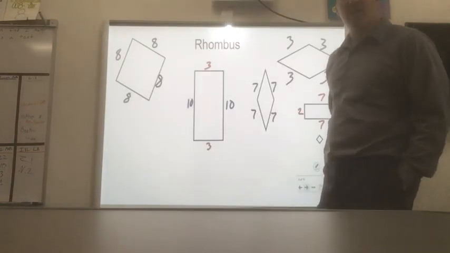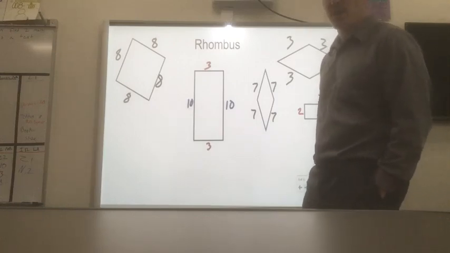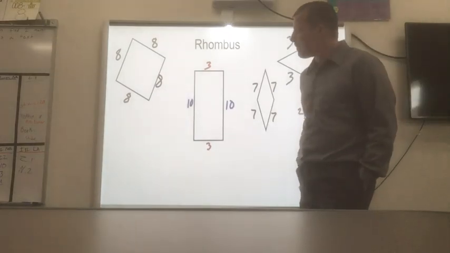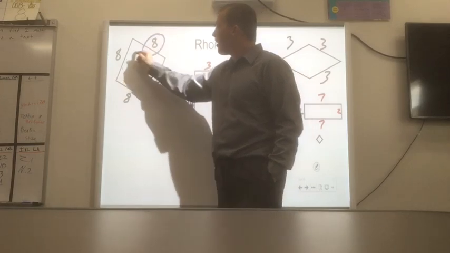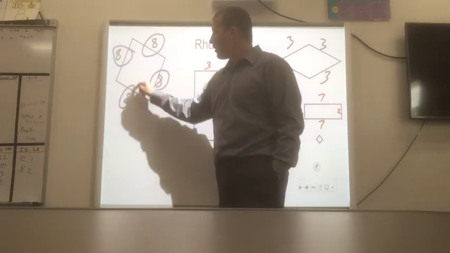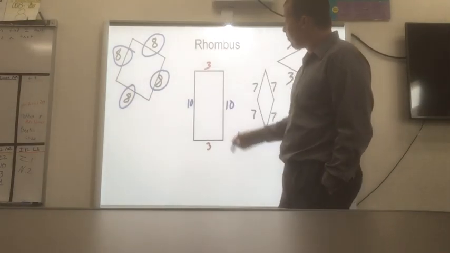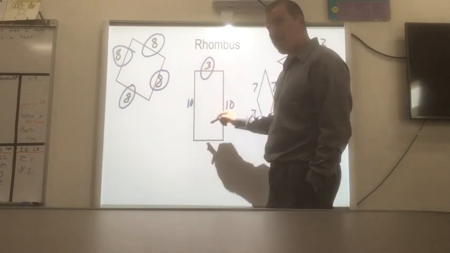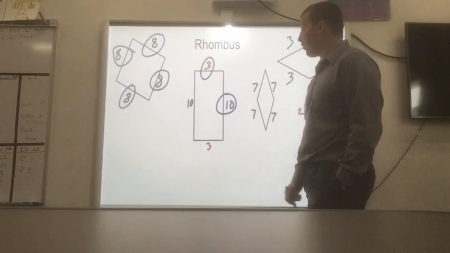And the last one we have is a rhombus. What it means to be a rhombus is all four lengths are exactly the same length. So here you can see this length is 8, that one's 8, that one is 8, that one is 8. All lines are the same length. That makes that a rhombus. If we go here to this middle one, that one's 3, that one's 10. So we know it's not a rhombus right away.